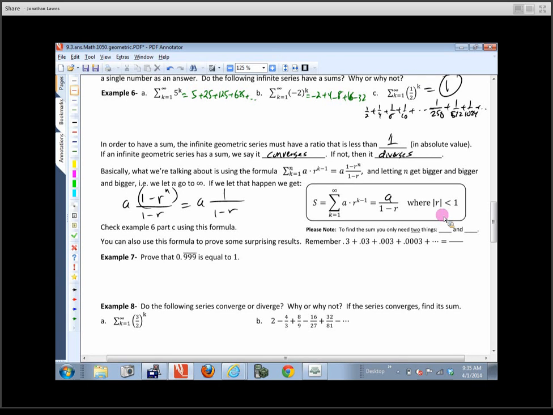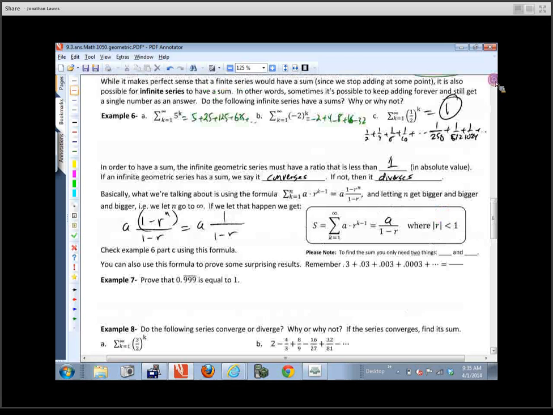So on this problem right here, what's the first term? 1/2, over 1 minus the common ratio. What was the common ratio again? 1/2. So this is 1/2 over 1/2, so we end up with 1. That's how that formula produces the answer.